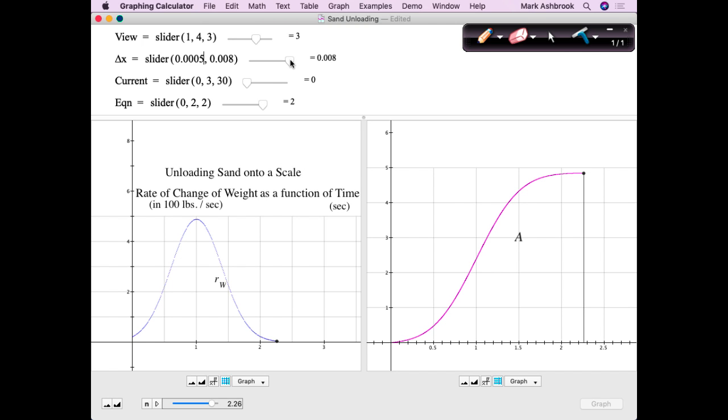So here I am at 0.008, and if I make delta x smaller, I'm essentially getting the same thing. So maybe 0.008 is small enough that these approximations aren't going to change anymore. The approximations themselves are so close together, or they're essentially the same, that then we can say that's the exact accumulation. And so then that's this.